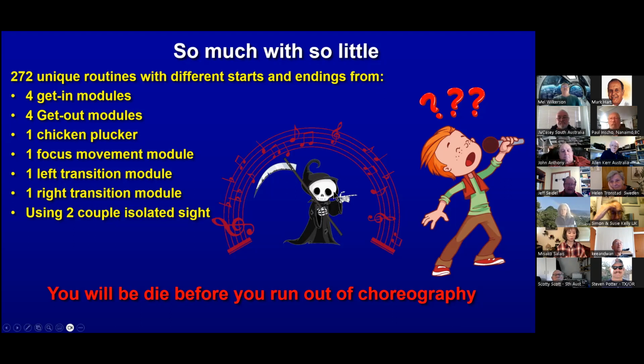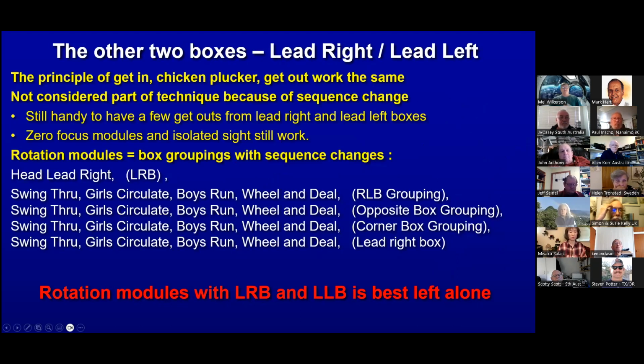Okay. Now I wanted to touch briefly on lead to the right and lead to the left boxes. We would be absolutely remiss if we left those out of the technique. The principle of your box get-in, the principle of the chicken plucker, and the principle of the get-out remain exactly the same. The reason we don't consider these in the 4-door system is because lead to the right immediately takes you to a sequence change. If I do heads lead to the right, my boys are out of sequence, but my girls are still in sequence. Now, the principle with working with the 4 doors is all about sequence and all about maintaining the dancers in sequence for a routine.